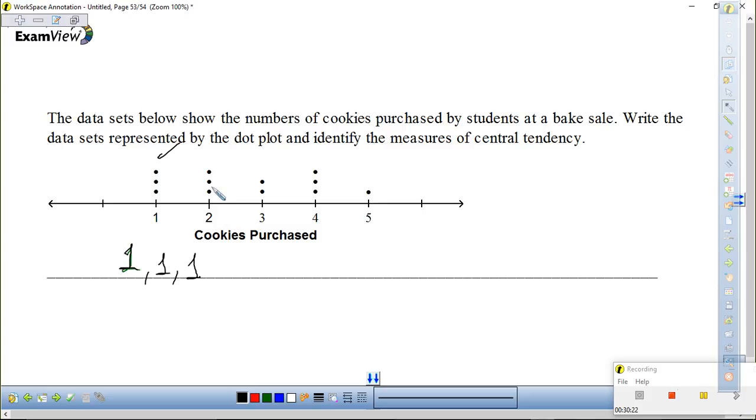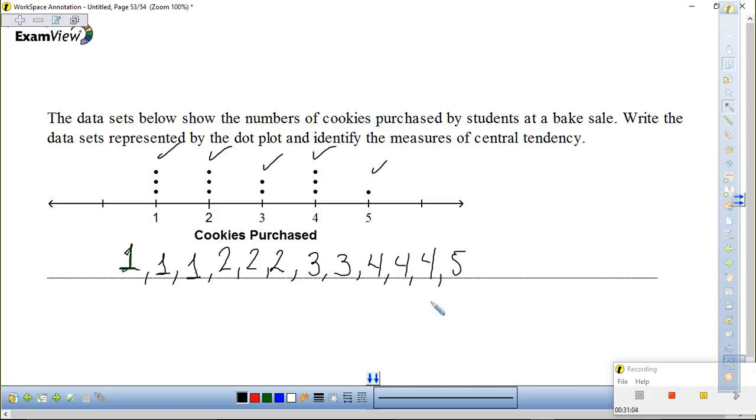What's next? How many of them? No, 2. How many of them? Oh, 3 2s, okay. Next. 3. Okay. We already did 2s. 2 3s: 3, 3. Next. 3 4s: 1, 2, 3. And at the end, 1 5.